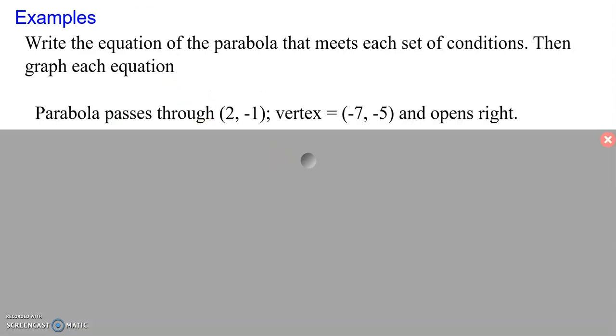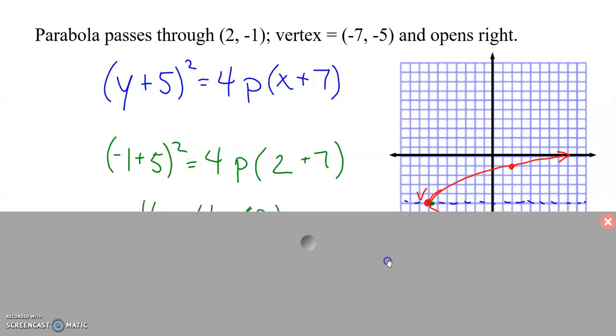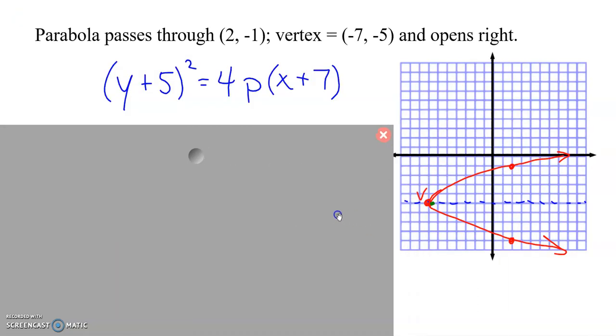Alright, let's take a look at another one. So the parabola passes through the point (2, -1), has a vertex at (-7, -5), and opens to the right. So I'm going to start by saying, okay, since it opens to the right, that means the y minus k is going to be squared, and then 4p times x minus h. Then I know the vertex, so that goes in h there, k there, and there we are.